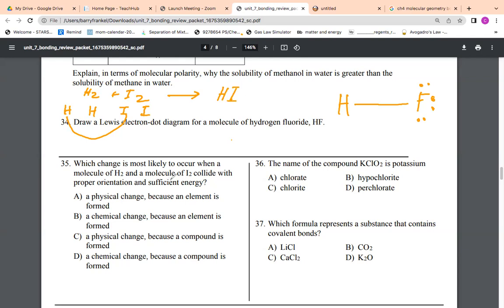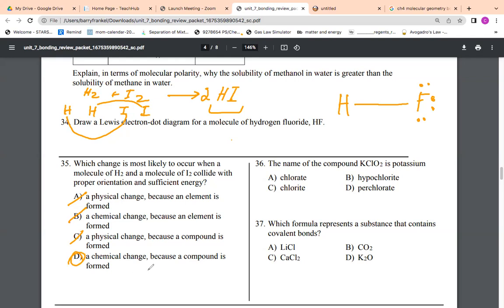It's a new compound. And this one is going to bond with this one. So we're going to really get two of these things. Okay. This is a chemical change. We've made new substances. So it's definitely not A and it's not C. A chemical change because an element is formed. We did not form an element. We formed a compound. So we're going to want to go with choice D.